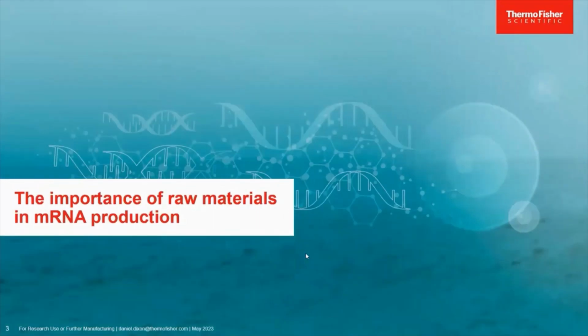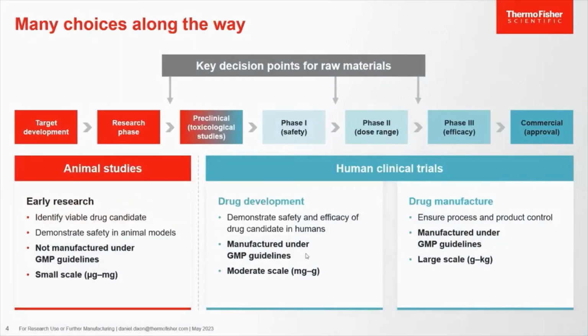First, let's go over the importance of raw materials. This first slide shows the flow of drug development from target development all the way to commercial approval. Each phase has its own set of steps, varying scale, and different levels of consideration when it comes to raw material and manufacturing. In animal studies, the goal is to find a drug target quickly, which requires raw material to be flexible and at small scale.